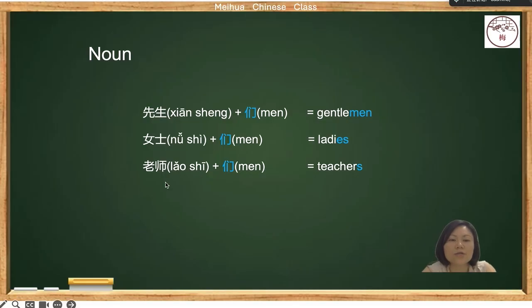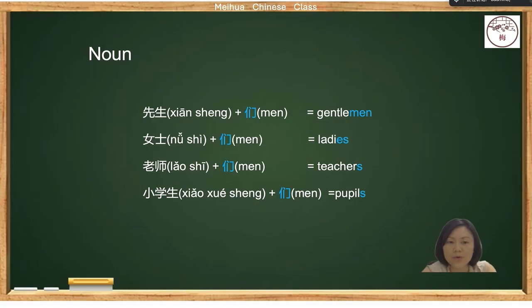And 老师们 means more than one teacher. Teachers in English. 小学生 is also a title for a certain group of people, right? So to get the plural form, we should also add another character, men. 小学生们 means more than two pupils, you can use this form as the plural form. 小学生们 means pupils. Okay.